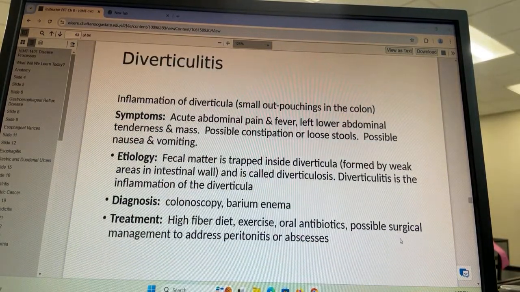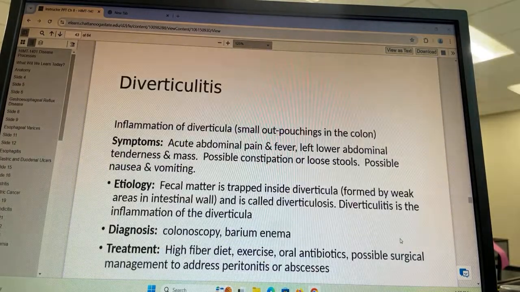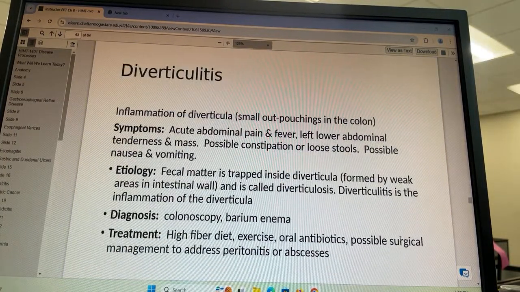So symptoms of this are going to be acute abdominal pain and fever, because it's an infection. Pain usually is going to be in the left lower abdominal area. Left lower is down here because that's where your colon is. So these diverticula are on the colon, right before the passage out of the body. Constipation can happen, or loose stools. Depending on the person, there can be nausea and vomiting as well.